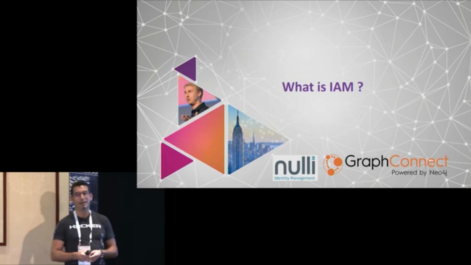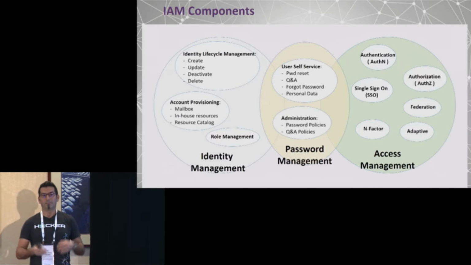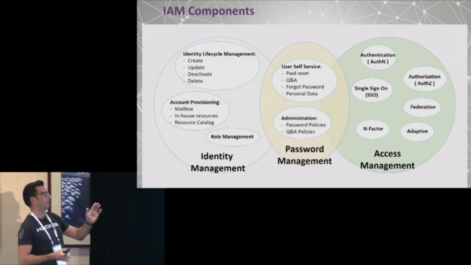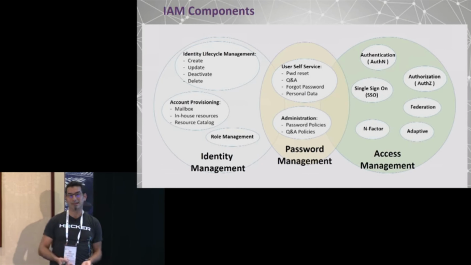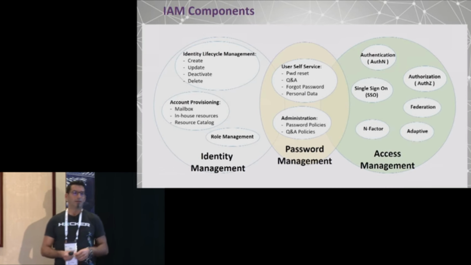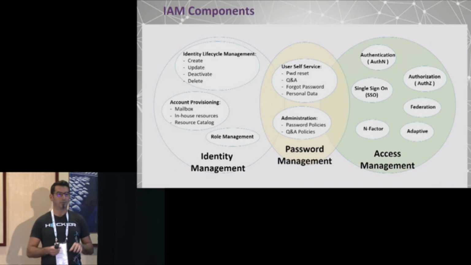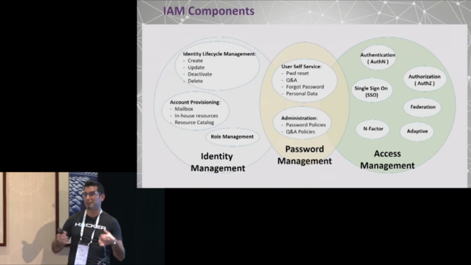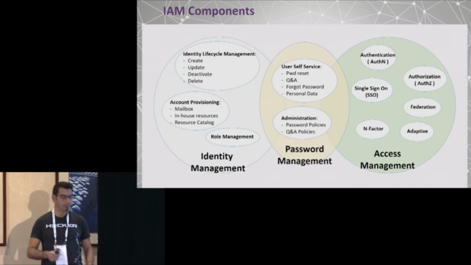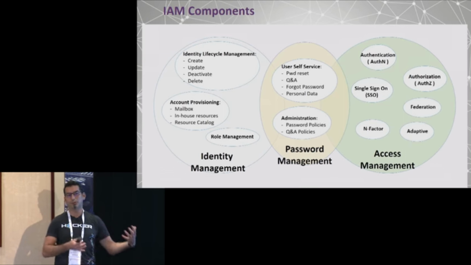So what is identity and access management? What are we trying to do? Identity and access management is basically those 3 pillars. You have identity management per se, which deals with identity lifecycle, meaning creating, updating, deactivating identities. User account provisioning, like creating a mailbox or creating accounts on your apps or in-house resources, as well as role management, like identities have different types of accesses, maybe they need different roles. So all that is part of identity management. And it basically has to do with how you structure your data.